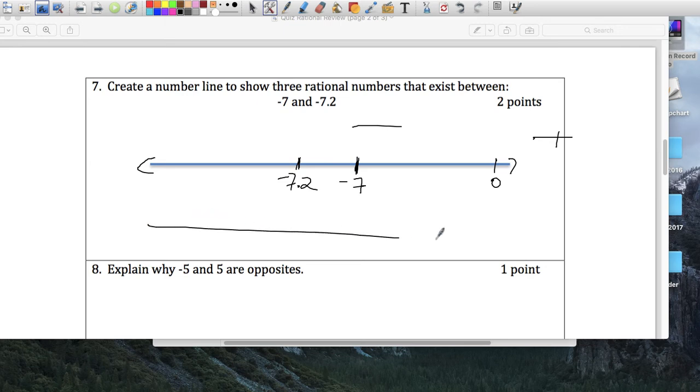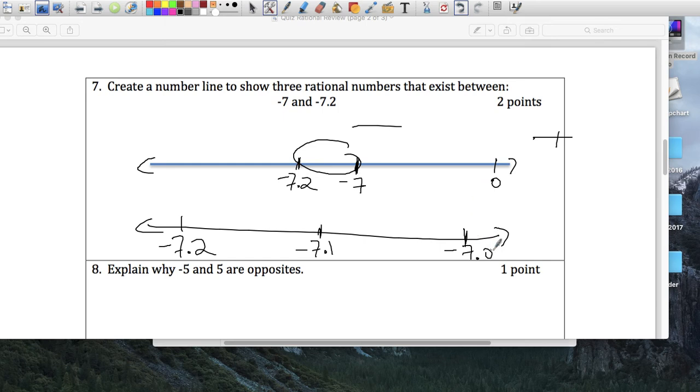As a matter of fact, now that I know where negative 7 is, make this negative 7. I'm going to expand this area over here, make it negative 7, negative 7.2. So I'm looking for 3 numbers that reside in this area between negative 7 and negative 7.2. So a number from negative 7 to negative 7.2, hey, I have negative 7.1.